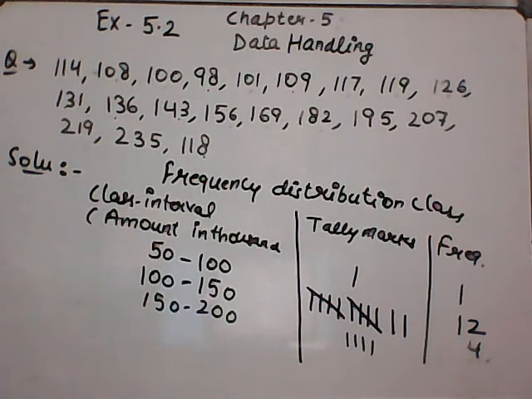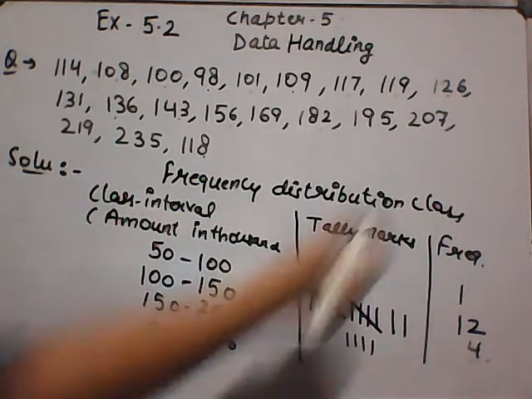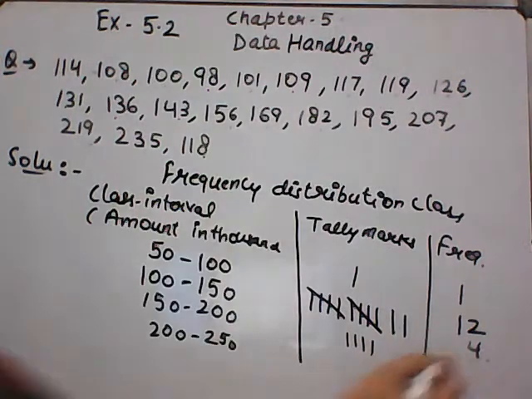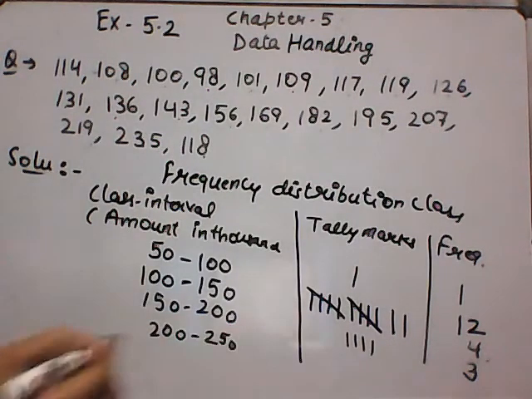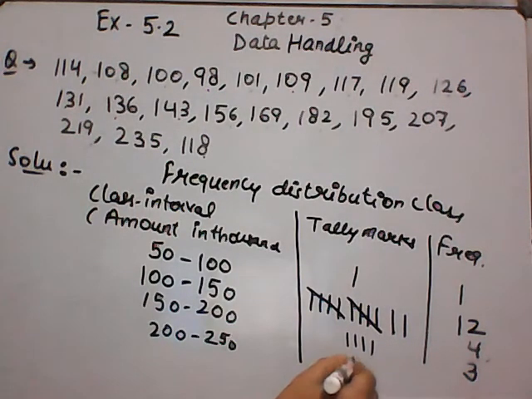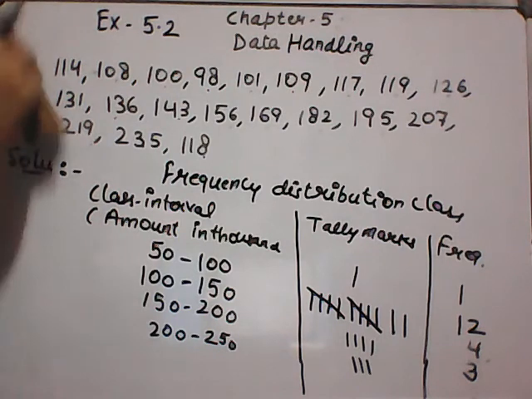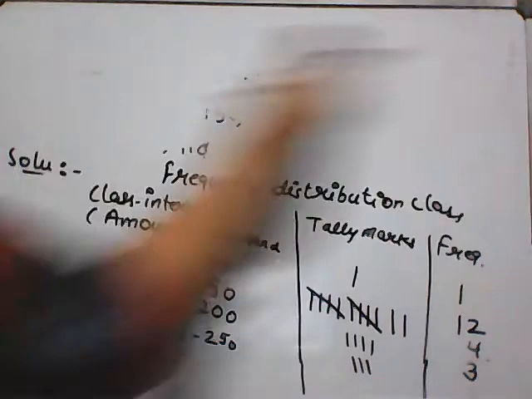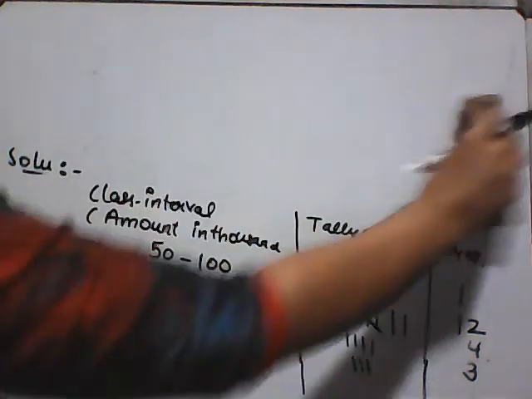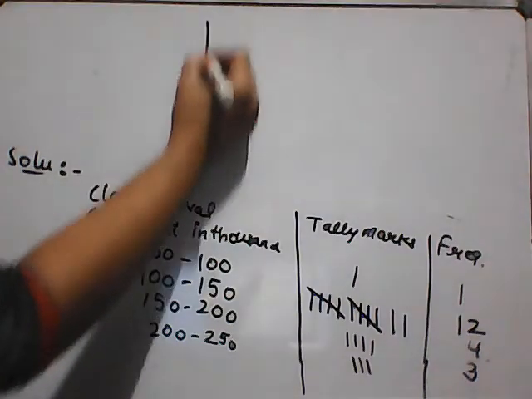The next class interval is 200 to 250. Here 1, 2 and 3. The frequency of the class interval 200 to 250 is 3, represented as 1, 2, 3. In this way we make the grouped frequency distribution table. Now you have to draw the histogram. In drawing the histogram, we take class intervals on the x-axis and frequency on the y-axis.